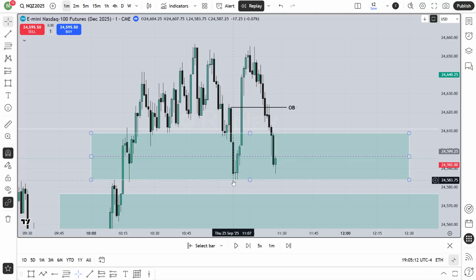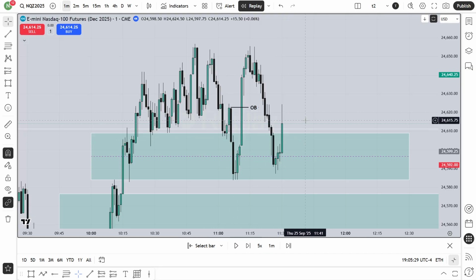If this low is cleared, no order block is valid. No order block is valid. Okay, still now I don't have the order block opportunity. No opportunity, still no opportunity. And then finally this is that candle. Let me actually put it here so that it will be easier for you. This is that candle that has closed above the order block.